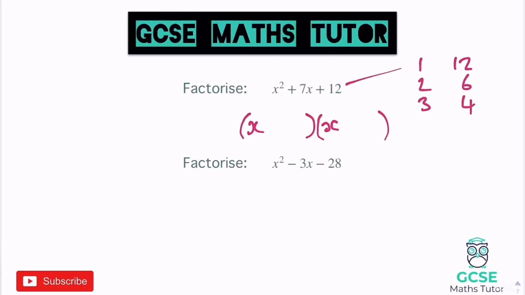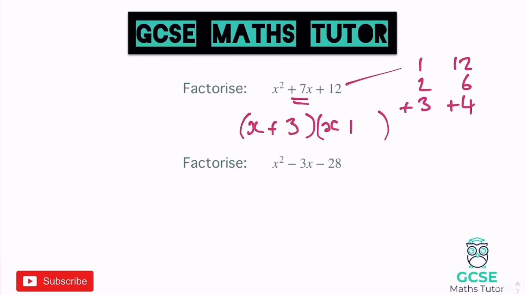Now we just need to have a look at these numbers there because we've got a 7x in the middle, so they have to add up to make 7x. So 1 and 12, there's no way I can make 7. 2 and 6, I could either make 8 by adding them together, or I could make 4 or minus 4 if I do a minus with one of them. So I'm not going to make 7, but I can make it with 3 and 4. I can have plus 3 and plus 4, and that would make 7.